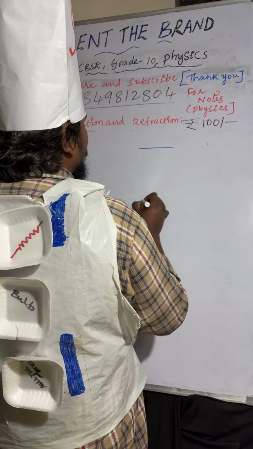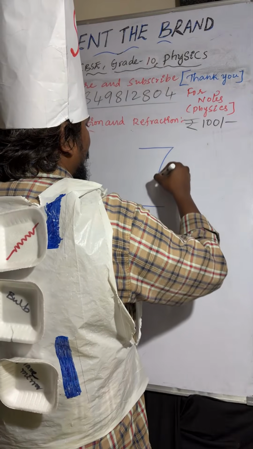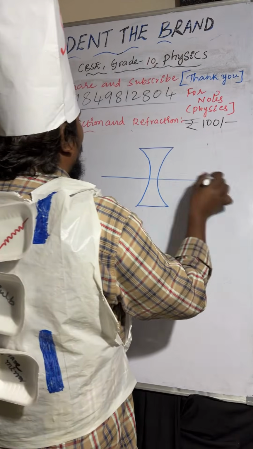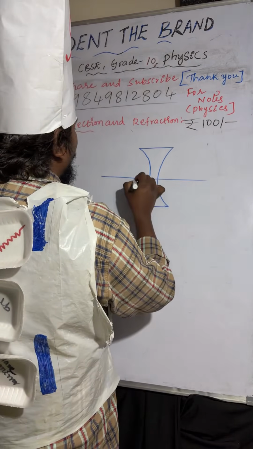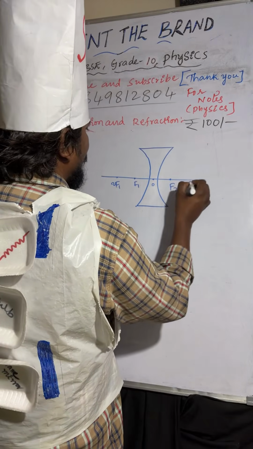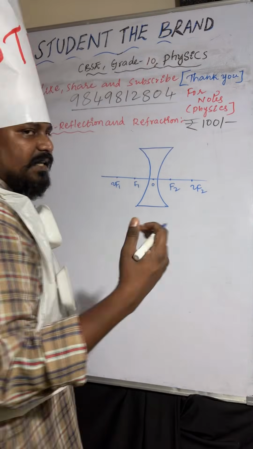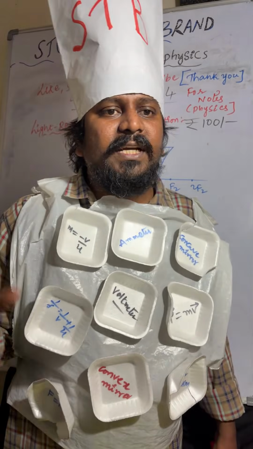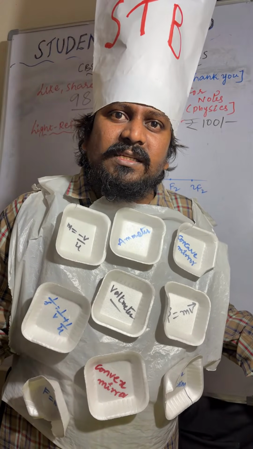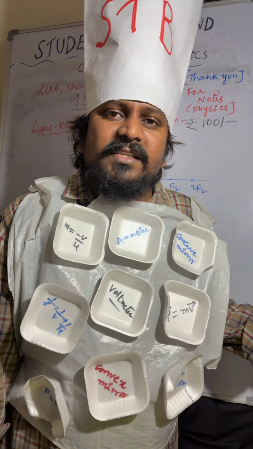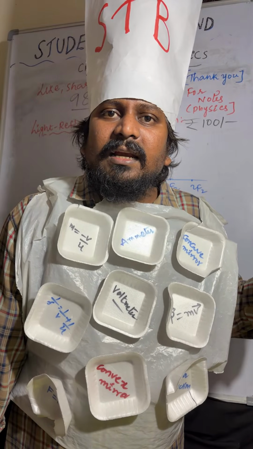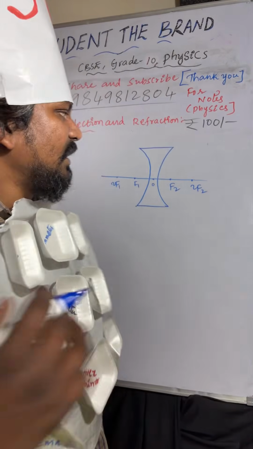So point number one. Here I am marking the optic center, F1, 2F1, F2, 2F2. Object is at infinity. So where is the image forming? At focus. Object is at infinity, image is forming at focus. What is the nature of the image? Virtual, erect and diminished.